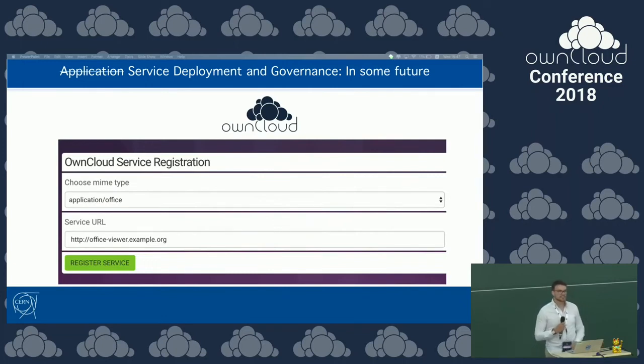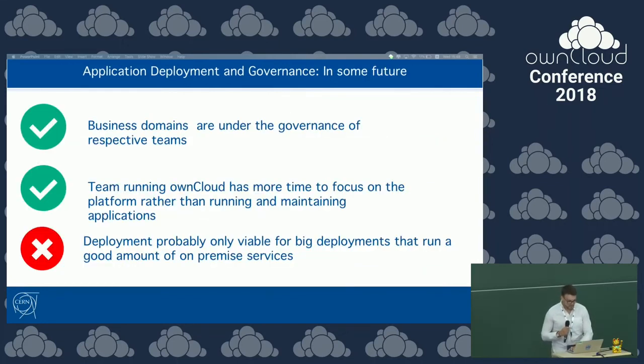And I imagine in some future that we can have something like this. You can register a new service, for example, in ownCloud, where you say, okay, I want that for the MIME type application Office, the viewing and manipulation of the files will be handled by this server. And you can expand this to different MIME types, like for imaging, videos, etc. With this approach, the business domains are under the governance of the respective teams. And the team that is running the ownCloud service can focus specifically on making the platform better rather than trying to maintain and integrate different applications.